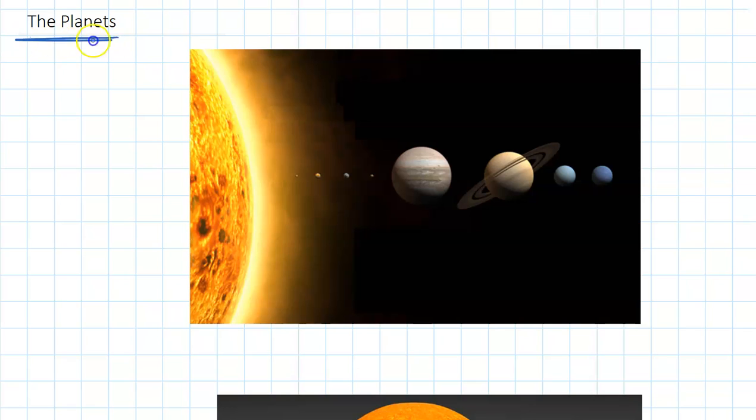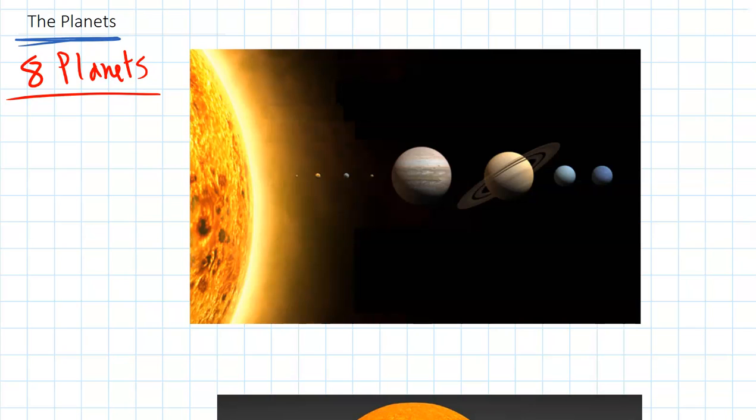Hey everybody. We're now looking at the planets that make up the solar system. So I said before that there are 8 planets in our solar system, and they all orbit around our sun, which is the star in the middle of the solar system.